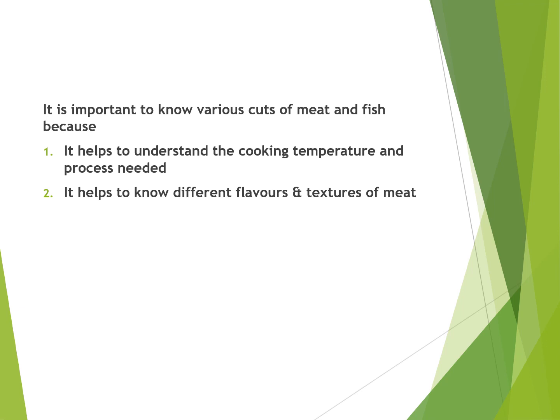For example, cuts from the neck and legs tend to be the toughest due to this part of the body doing the hardest work. So, the temperature and the cooking process required to cook these particular cuts of beef will be different from those parts of the beef which are less tough than these cuts.